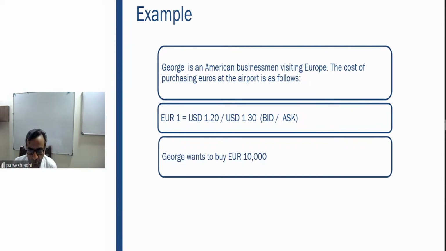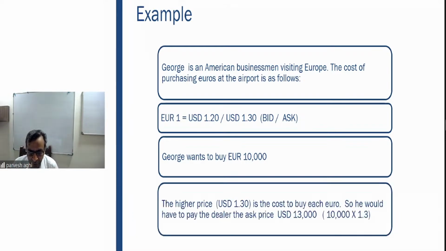Now he wants to buy 10,000 euros. Okay, so what is the price he's going to pay? He's going to pay the higher price because he wants to buy and the dealer would like to sell. So the dealer's selling rate, the ask rate, is 1.30.